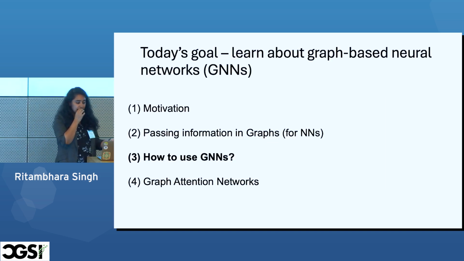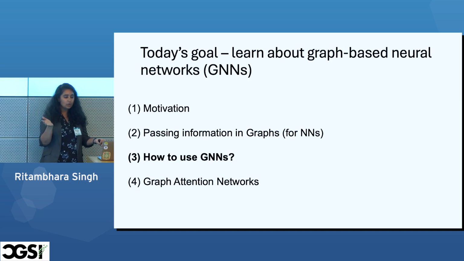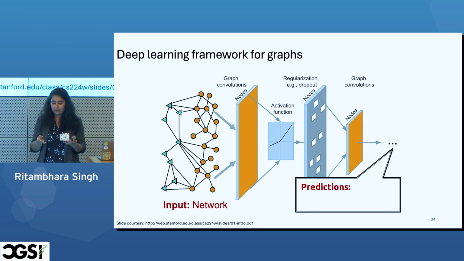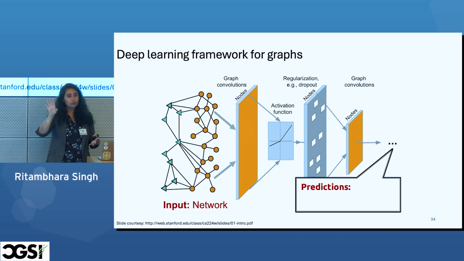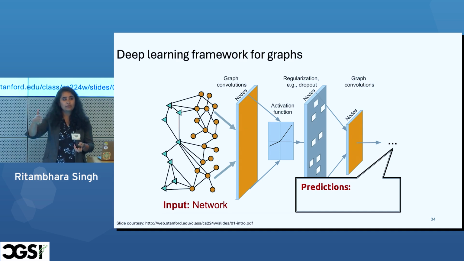So that's message passing and a formulation of graph. Now the question is how we'll go about using the GNN. So you have a graph, you have your node features, your adjacency matrix, you feed it through a GNN, you do one step of graph convolution, activation, regularization, dropout. If you don't know those terms, that's fine. Those are very standard deep learning layers. And so you can do a bunch of these layers.